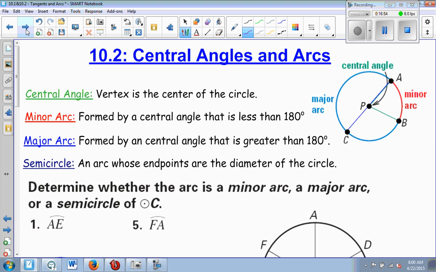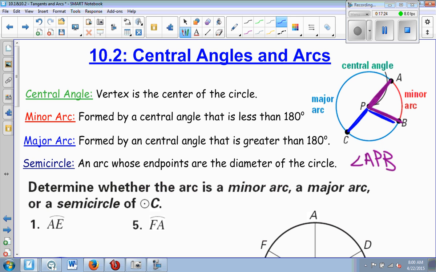On the back, we're going to talk about a couple of other concepts, and they would be central angles and arc measures. So a central angle is very, very easy concept to understand. It's an angle that has a vertex at the center of the circle. So the angle I just highlighted in purple, angle APB, that is a central angle because its vertex is at the center.